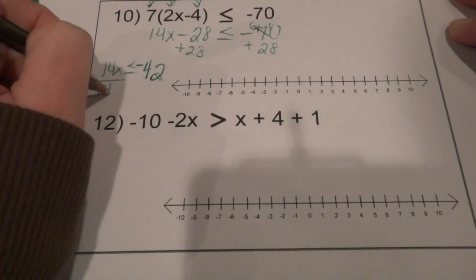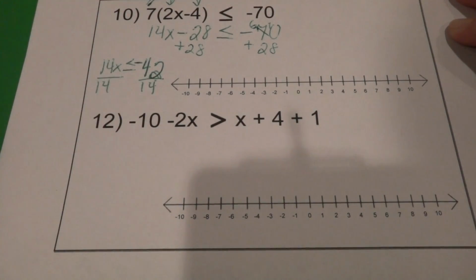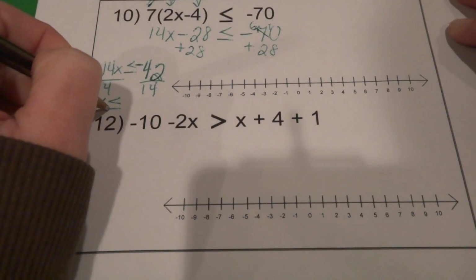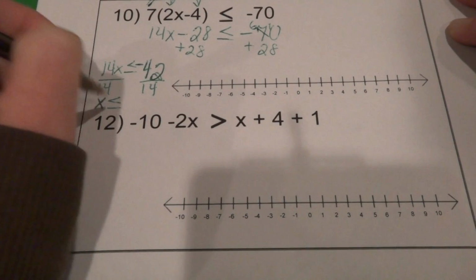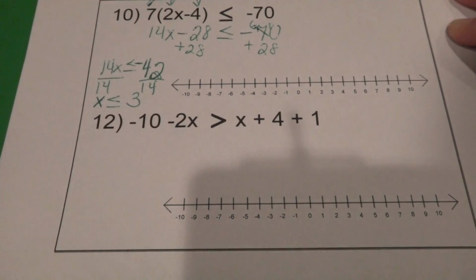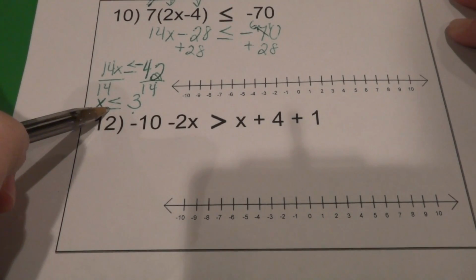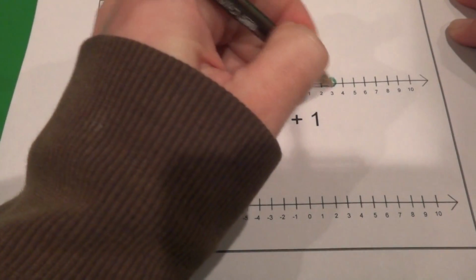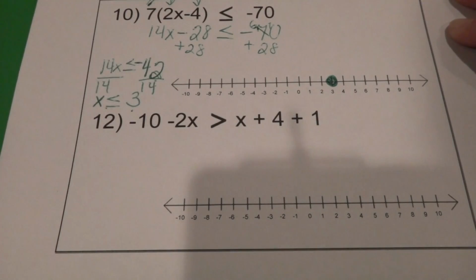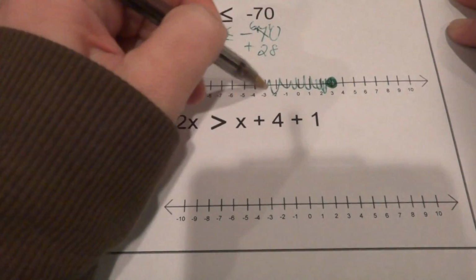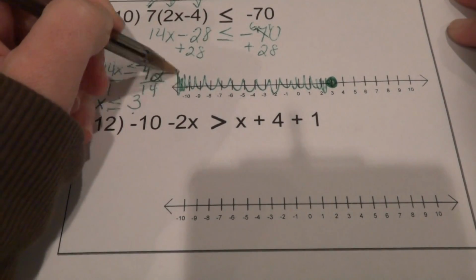And then I'm going to divide by 14 on both sides. And I'm going to get x is less than or equal to 3. So x is less than or equal to 3 is our solution. So to graph that, we go to 3. And since it's an equal to inequality, we're going to put a closed circle on 3. And then since it's less than, we're going to shade to the left all of the numbers that are less than 3.